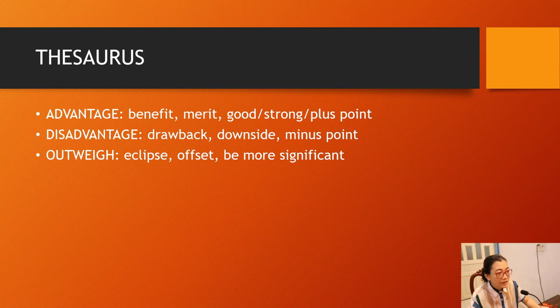In this kind of essay, you need 3 synonyms for advantage, 3 synonyms for disadvantage, and 3 synonyms for outweigh. That's enough. You don't need to learn too many words and you don't know how to use them, or you can't remember all of them. So try to remember 3 synonyms for each type. That's enough.